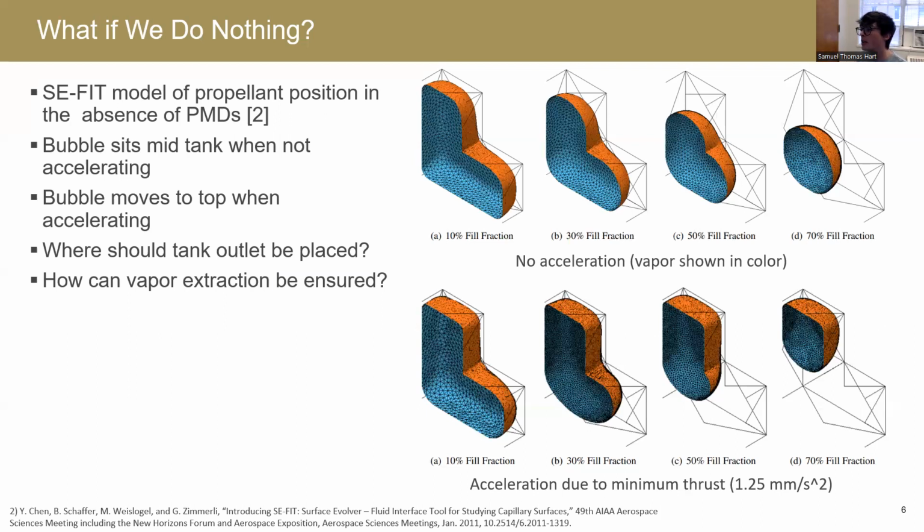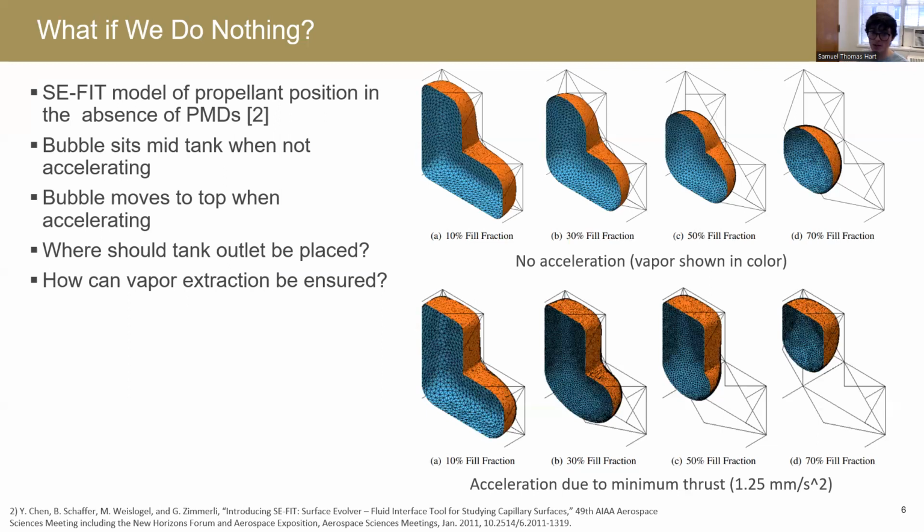So one might initially think, all right, let's put the propellant outlet there and we can consistently extract a vapor. However, you immediately see that that would be a problem when you move down to the second row. So this is our accelerating case, and this is the acceleration we see with our minimum thrust. So the lowest acceleration we will experience while firing. On the bottom right, you can see that our bubble is now pushed to the top of the tank by that acceleration, and it is no longer touching the elbow of the tank.